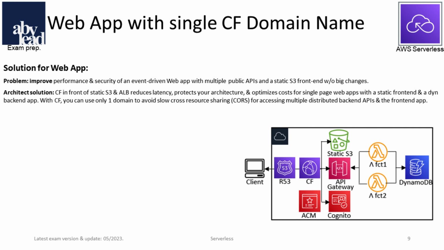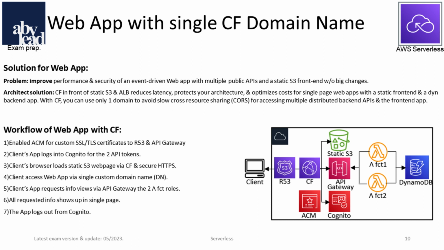For your event-driven, global web app with multiple public APIs and a static S3 frontend, the performance and security might be dissatisfactory. In such a case, the internet-facing CloudFront connecting all app services reduces latency and protects your app architecture. With CloudFront, you use only one domain to avoid slow cross-resource sharing by the app services.